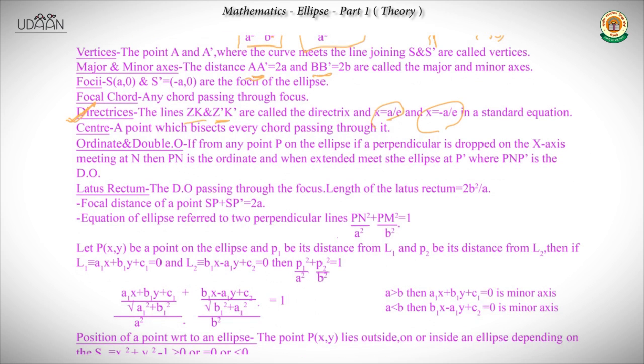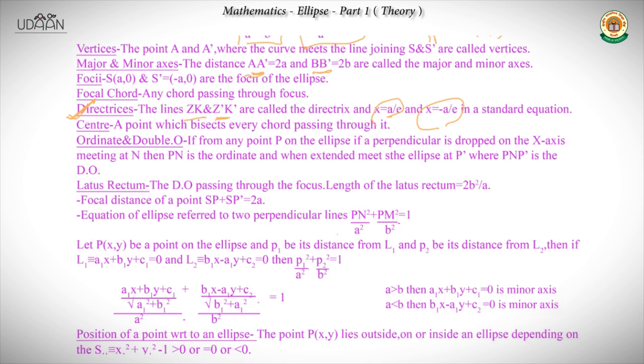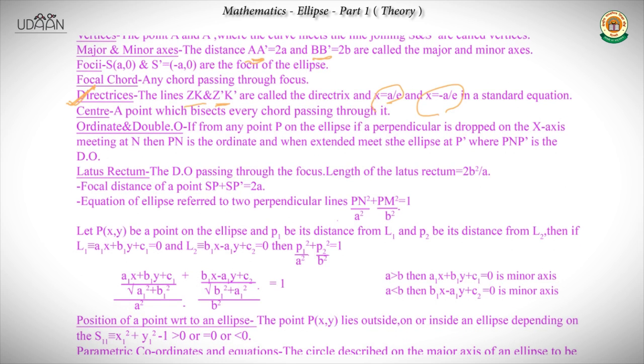Center. A typical definition of the center is a point which bisects every chord passing through it. Just a small and typical definition. If we take any chord that passes through the center, then the center is its point of bisection.